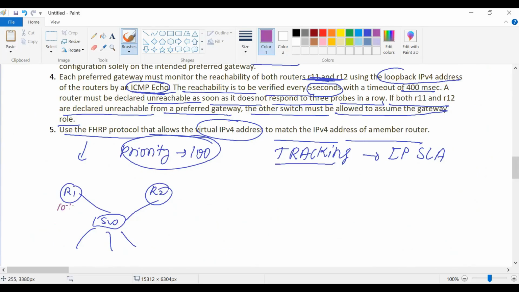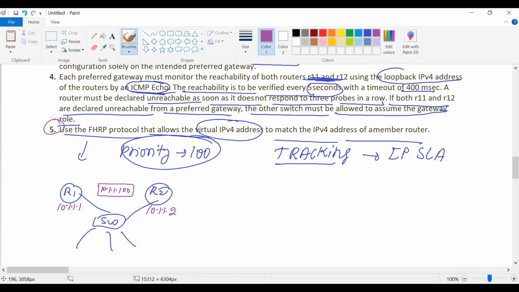On this interface, I have IP address 10.1.1. In HSRP, you have to choose a virtual IP address, and that virtual IP address must not be configured anywhere. There should be a free IP address, right? But read task number 5 again.